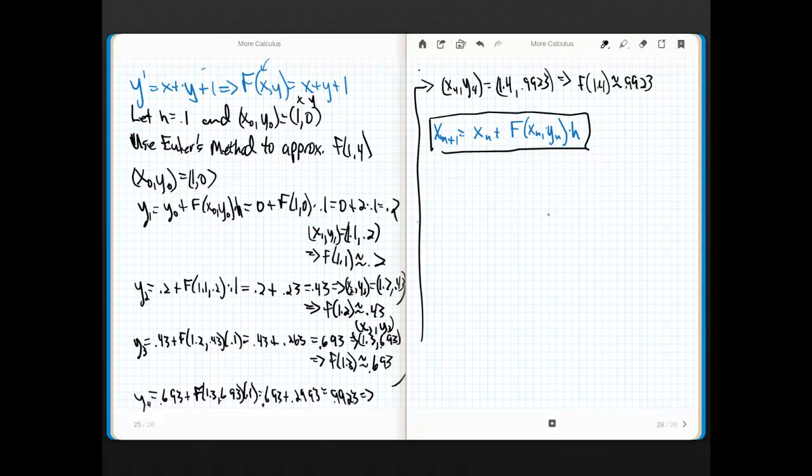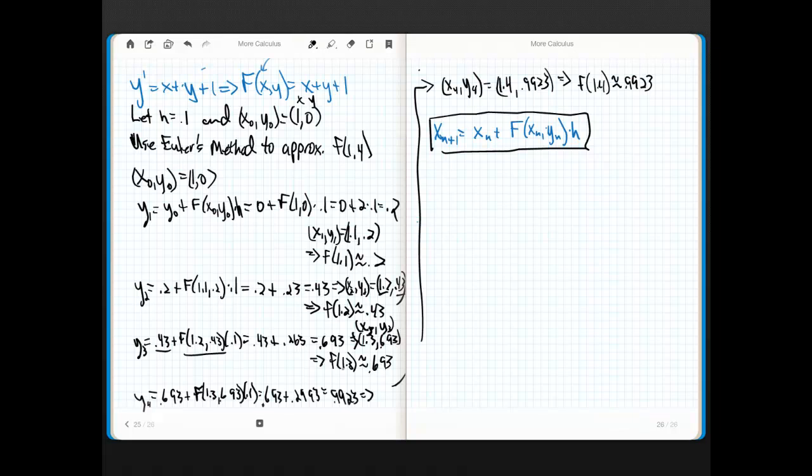Hopefully you used this equation, right? H was 0.1, that was going to be our change. That just means we move over a little bit at a time, 1/10 at a time, and then you simply plug in. I've got this guy right here, 1.2, 0.43. I got 0.43 plus f of 1.2 comma 0.43 times 0.1, right? Nothing to it. You end up with 0.693. This guy turns into x3, y3. I plug it in, right? I end up with 0.693.